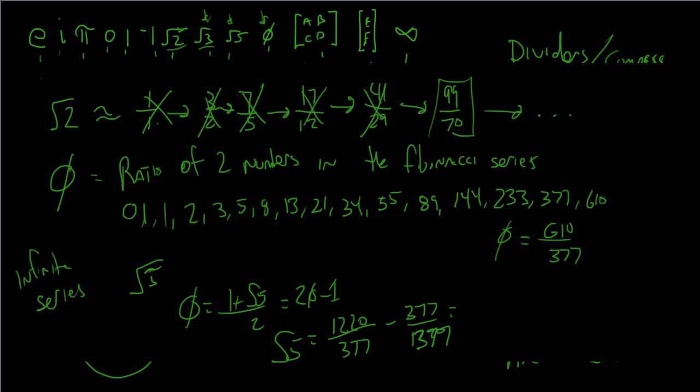So 10 minus 7 is 3. 11 minus 7 is 4. 11 minus 3 is 8. 843 over 377 is not correct. So let's take a look at our math again.